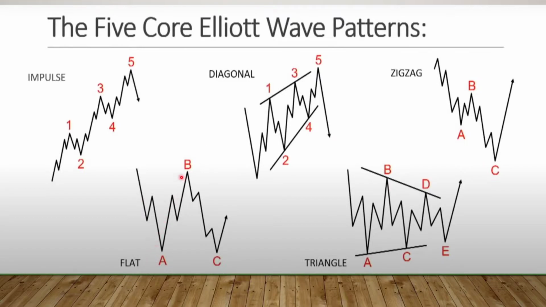This is a sideways ABC correction. It's called a flat. Then you have a triangle ABCDE. Then you have a zigzag, but you could also have a double zigzag, even a triple zigzag. So it will be ABC followed by another ABC, and then sometimes even another ABC.